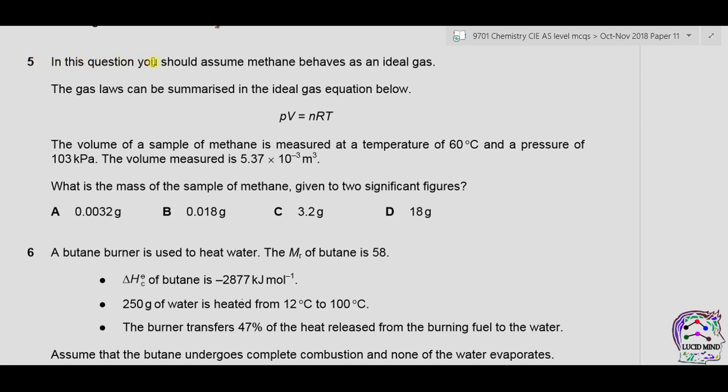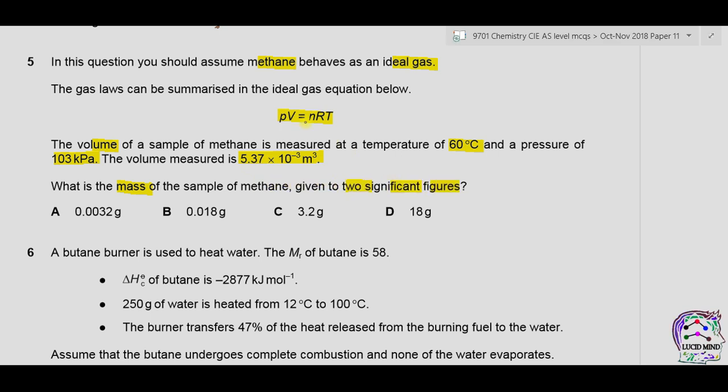Question number 5. In this question you should assume methane behaves as an ideal gas. The gas laws can be summarized in the ideal gas equation below. PV is equal to nRT. Volume of sample of methane is measured at a temperature of 60 degrees centigrade and a pressure of 103 kilopascals. Volume is 5.37 × 10^-3 meter cube. What is the mass of sample of methane given to two significant figures?